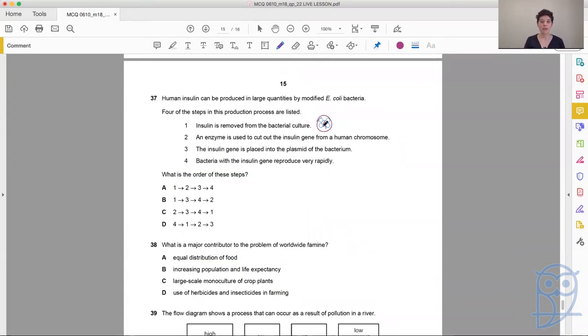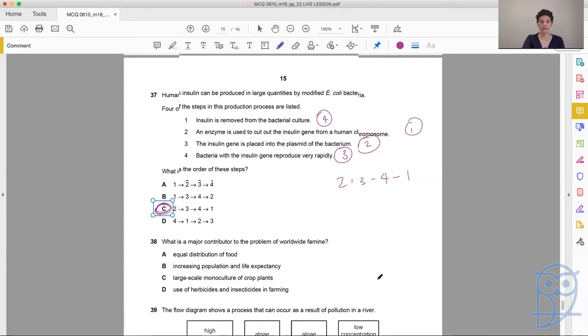Okay, so now we have to look at the other 3. Enzyme is used to cut out the gene, into a plasmid, and bacteria with the gene reproducing. That actually sounds like it makes sense. Because first we have to get out the gene, then we have to put it into a plasmid, then into the bacterium. The bacteria with that plasmid are going to reproduce, and then we can remove the insulin. So we want 2, 3, 4, 1, which is C. So 37 comes in at C.